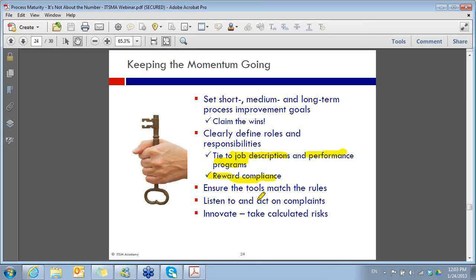So don't reward people for saving the day when they possibly caused whatever the crisis is that they had to save us from. Reward compliance, reward the people and acknowledge the people who are following the processes, not the people who are, right, saving the day. Also, make sure you reward the people who are following the process even when it's difficult and making recommendations on how to improve the process.